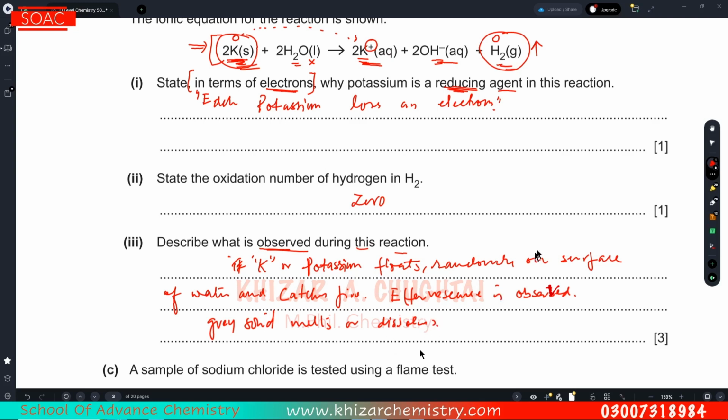And so on. So for 1 mark, for 1 mark, for 1 mark. And for catches fire, again, I think for the 4th mark as well.